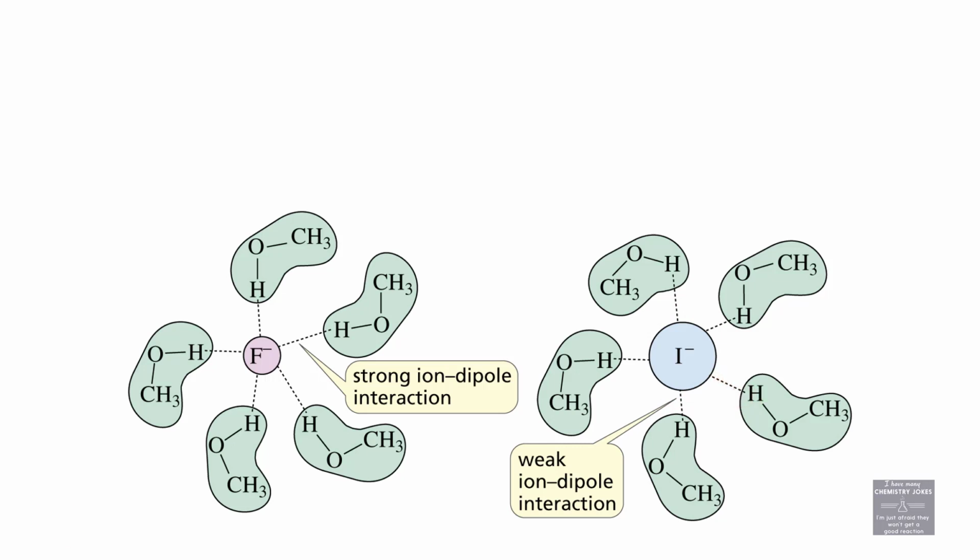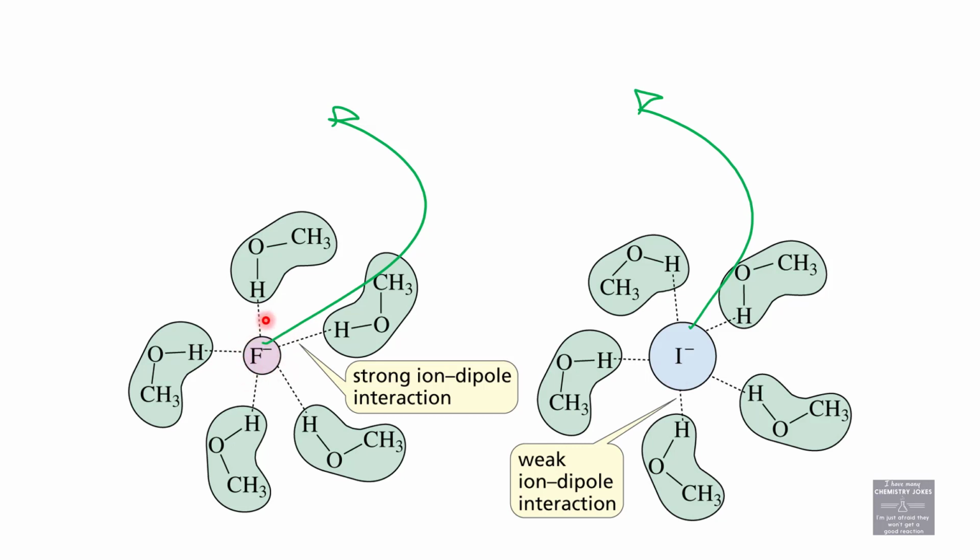So in order for a nucleophile to attack something, you're going to need to break some of these, or at least one of these, ion dipole interactions. And it's easier to break a weak ion dipole interaction than it is to break a strong ion dipole interaction. So the bigger atom has fewer solvent molecules or weaker solvent molecule interactions. So you break off a solvent molecule interaction and you attack the electrophile that you were trying to attack.